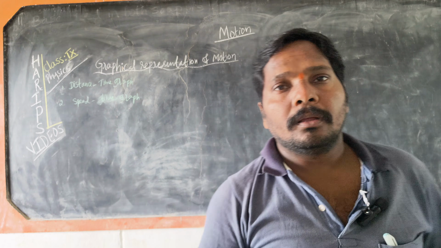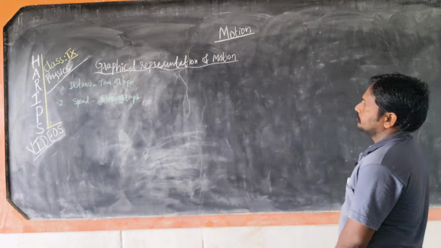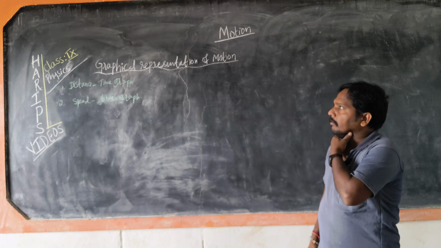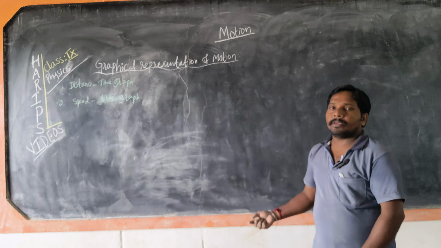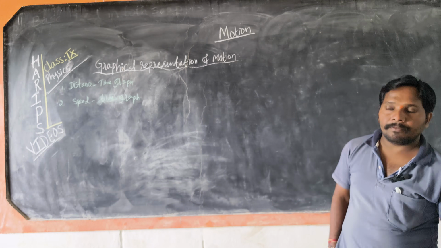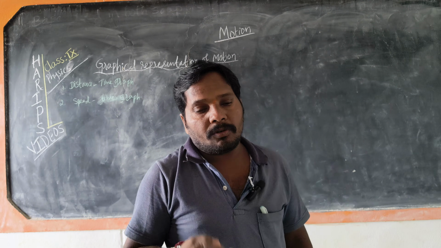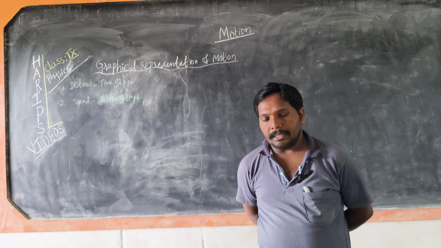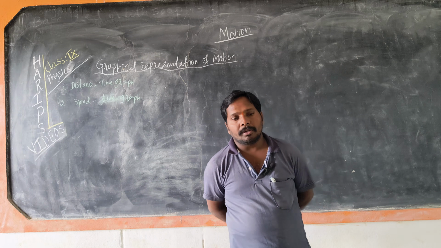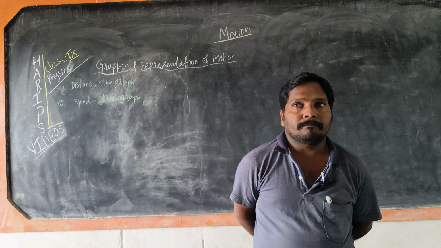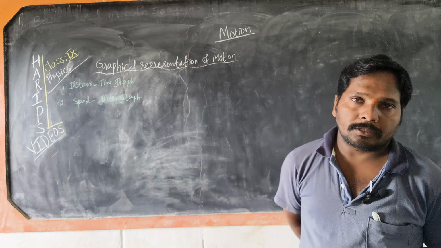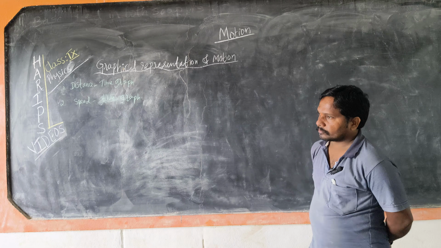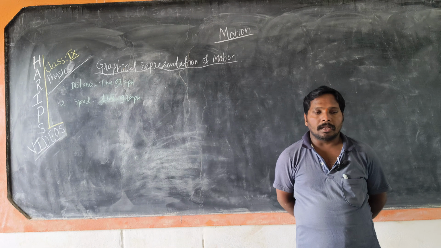Okay. Then the next topic in the chapter Motion: graphical representation of motion. Previously we derived three equations for motion: v equal to u plus at, s equal to ut plus half at square, and v square minus u square equal to 2as, and also solved some numerical problems.